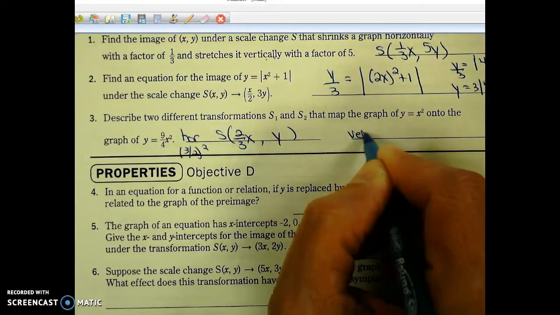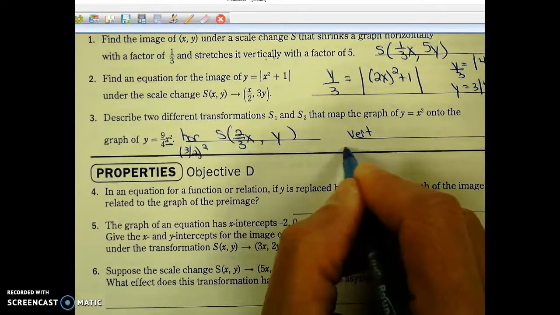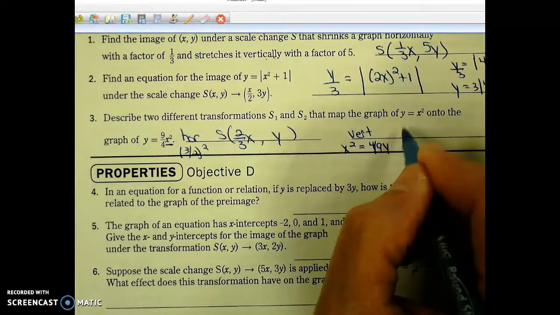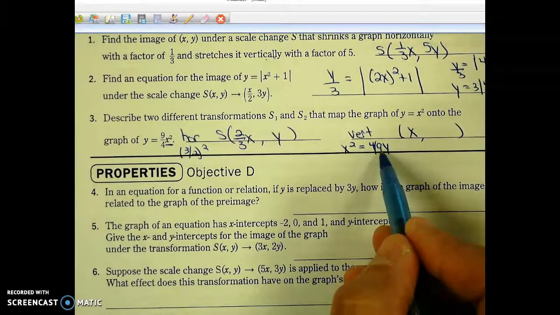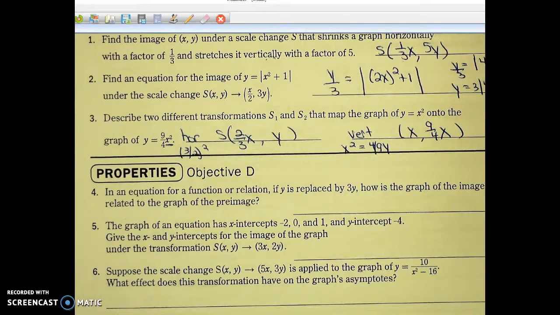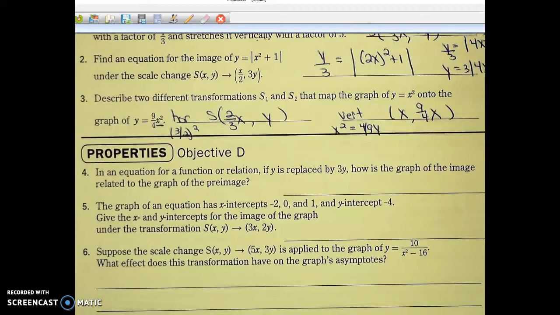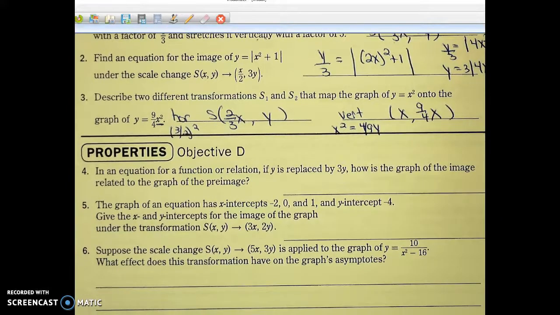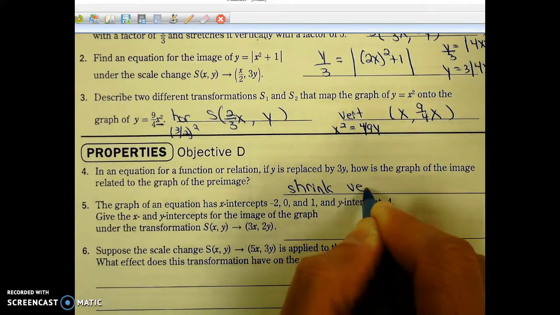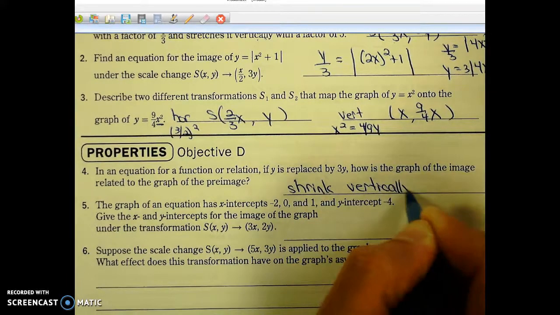Okay, to get the vertical change, I'm going to rewrite this so I have x² by itself. We get x² = 4/9 y. In this case, nothing is going on with my x's. Again, my y's aren't being multiplied by 4/9, but they are multiplied by 9/4. Okay, number 4, if y is replaced with 3y, that means in the equation I'm replacing it with 3y, but what's actually going on is I have a shrink, and it's vertical since it's affecting the y's.